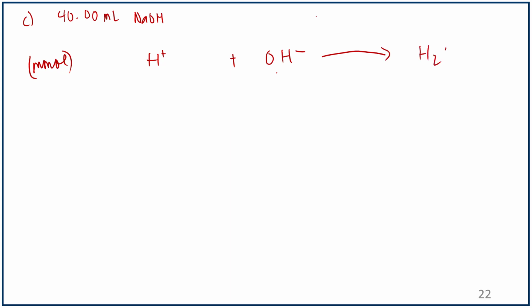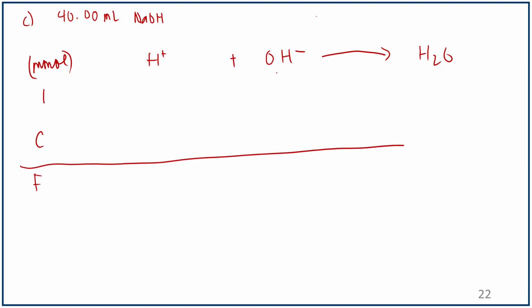Let's now calculate for letter C. What about after you add 40.00 ml of NaOH? So let's again write an ICE table, similar to the one that we have written earlier. So millimoles, H plus, and then OH minus, going to yield H2O.